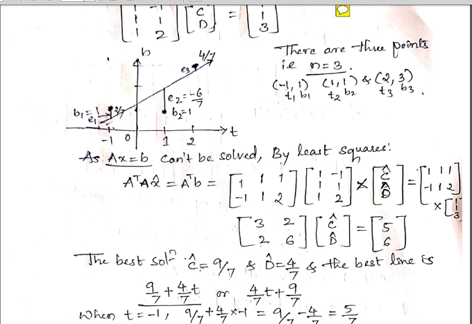The best solution is C cap equals 9 by 7 and D cap equals 4 by 7. How do we get this? We solve this linear system: 3C cap plus 2D cap is equal to 5 is the first equation, and 2C cap plus 6D cap is equal to 6 is our second equation. We know how to solve two equations with two unknowns, so we can solve it. We get the values of C cap and D cap, and this gives us our best line.